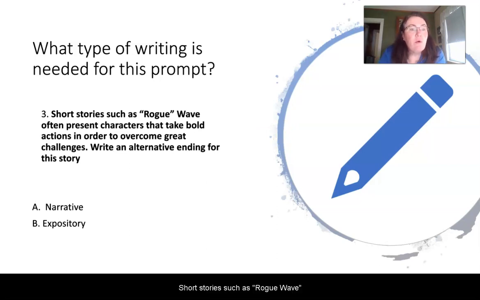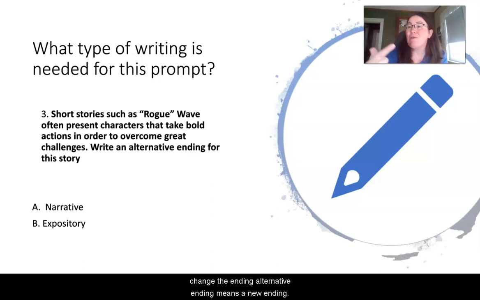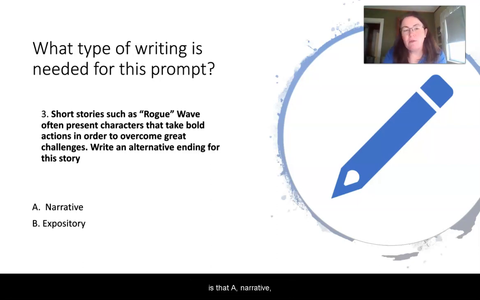Short stories such as Rogue Wave often present characters that take bold actions in order to overcome great challenges. Write an alternative ending for this story. So it's talking about characters. It's talking about a story. I have to change the ending. An alternative ending means a new ending. So if I have to change the ending to a story, is that A, narrative, or B, expository?